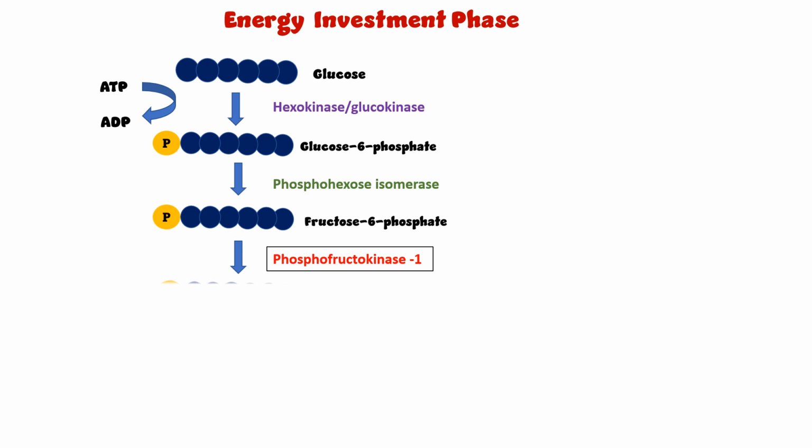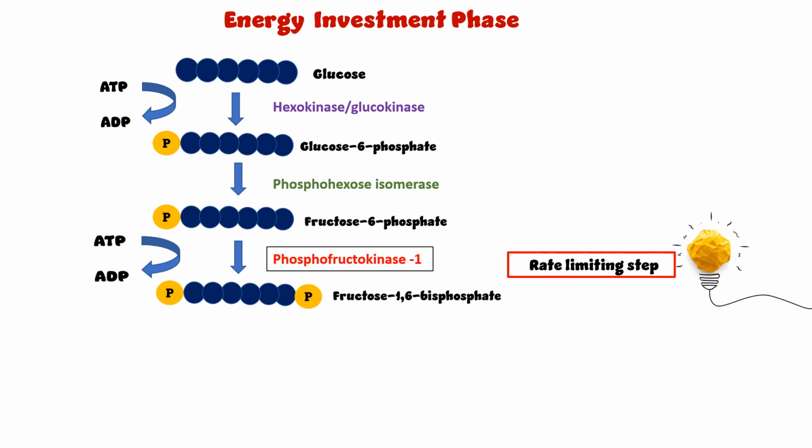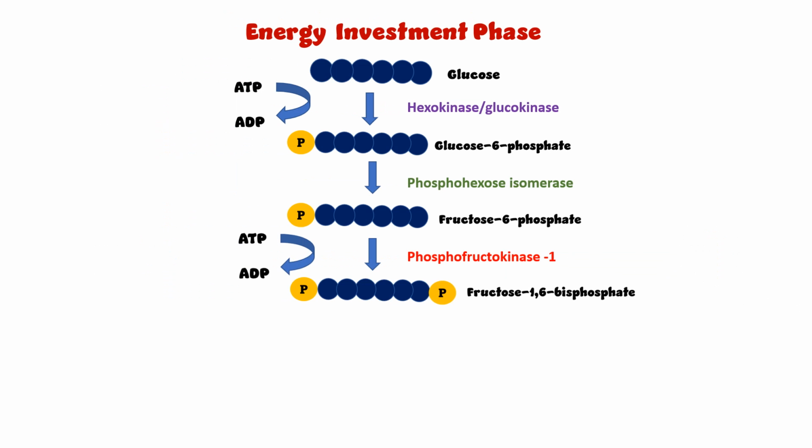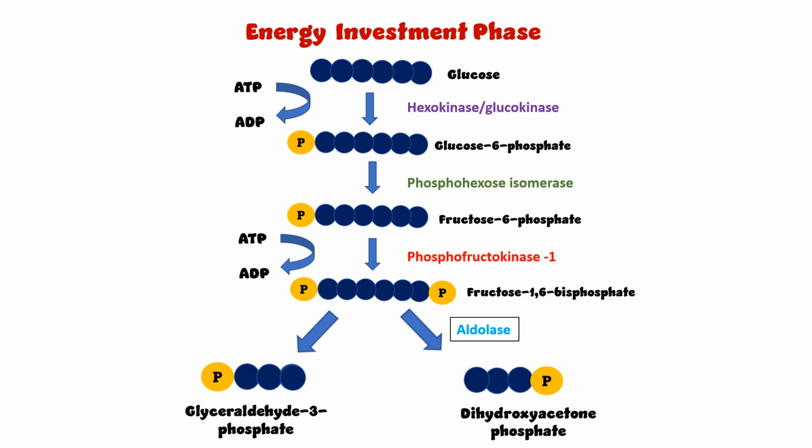In the third step, an enzyme called phosphofructokinase 1 adds another phosphate group to fructose 6-phosphate, creating fructose 1,6-bisphosphate. This step also requires an input of ATP, just like the first step. This step is important, as it is the rate-limiting step of glycolysis, which means that this step controls how fast the process of glycolysis will proceed. Then in the fourth step, fructose 1,6-bisphosphate is cleaved into 2 3-carbon molecules, glyceraldehyde 3-phosphate and dihydroxyacetone phosphate, by the enzyme aldolase. Both of these are isomers of each other.